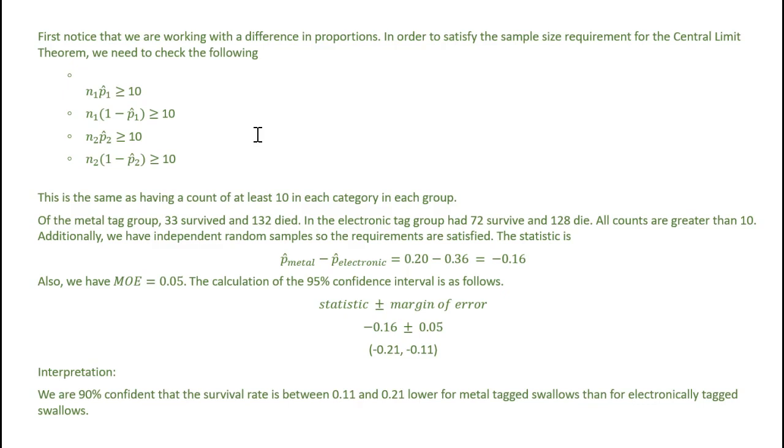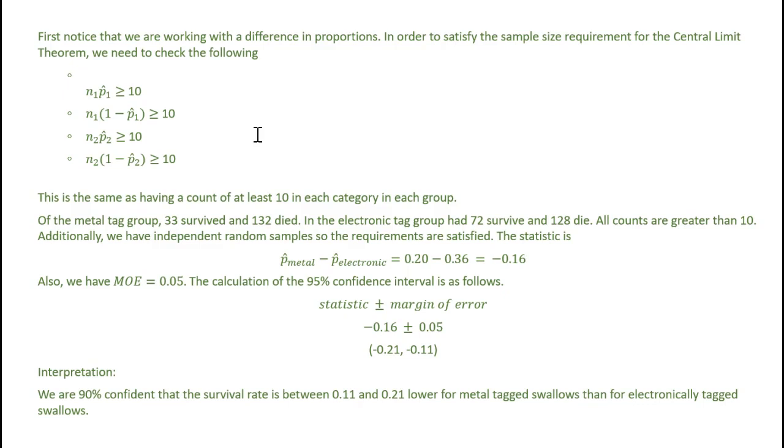This is the same as having a count of at least 10 in each category in each group. So of the metal tag group, notice we have 33 survived and 132 died. In the electronically tagged group, we had 72 survive and 128 die. All counts are greater than 10. Additionally, we have independent random samples, so the requirements are satisfied.